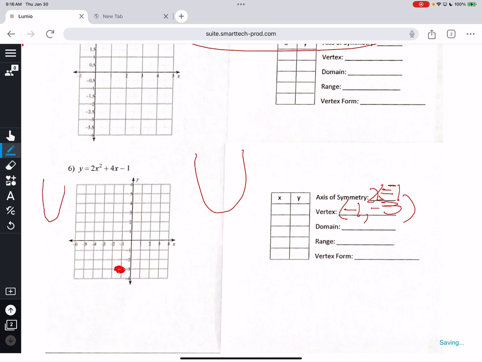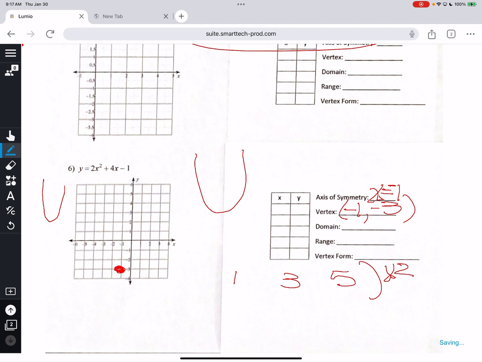Our method is called what? 1, 3, 5. And that works when the lead coefficient is 1. What do you think you do if the lead coefficient's 2? 2, 4, 6. Almost. Multiply it by 2. So instead of 1, we're going to multiply by 2.